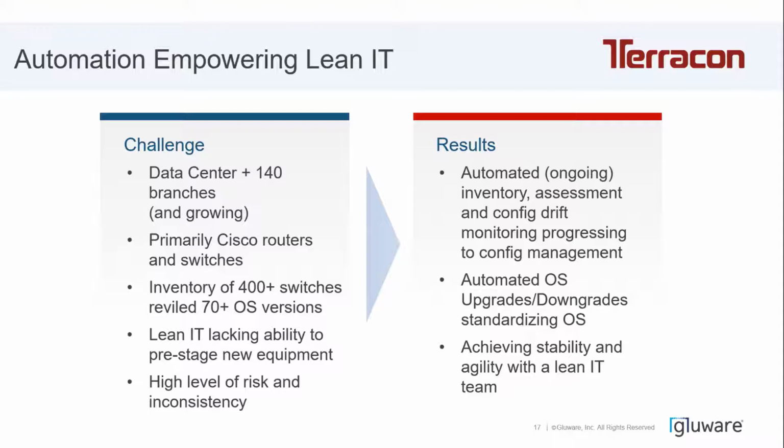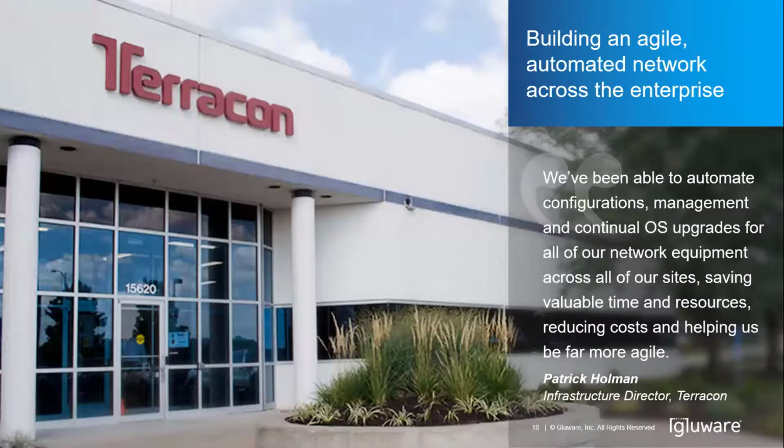So they implemented Gluware and were able to automate inventory and assessment, using config drift to monitor changes, but also automate those upgrades. So even though they're not pre-staging, when that device goes out, they're able to remotely kick off an upgrade and get to a standardized OS. So they're achieving agility with a very lean IT team. And so Patrick from Terracon said, we've been able to automate configs and continual OS upgrades for our network equipment across sites, saving valuable time and resources, reducing costs, and helping us be far more agile.